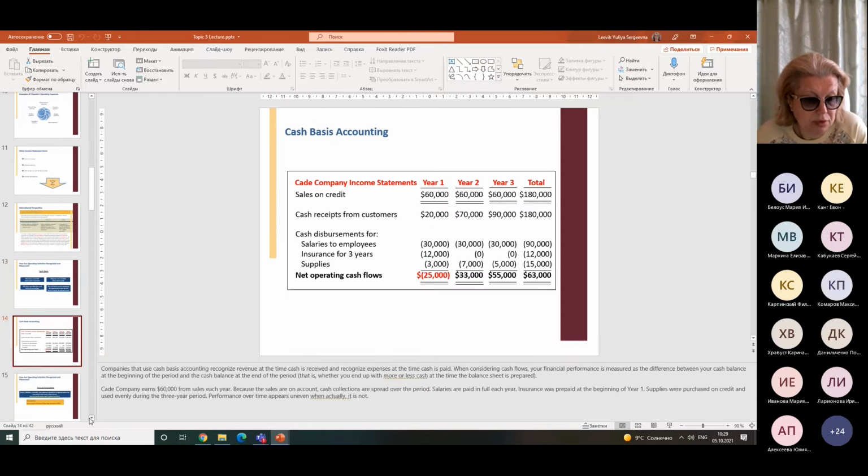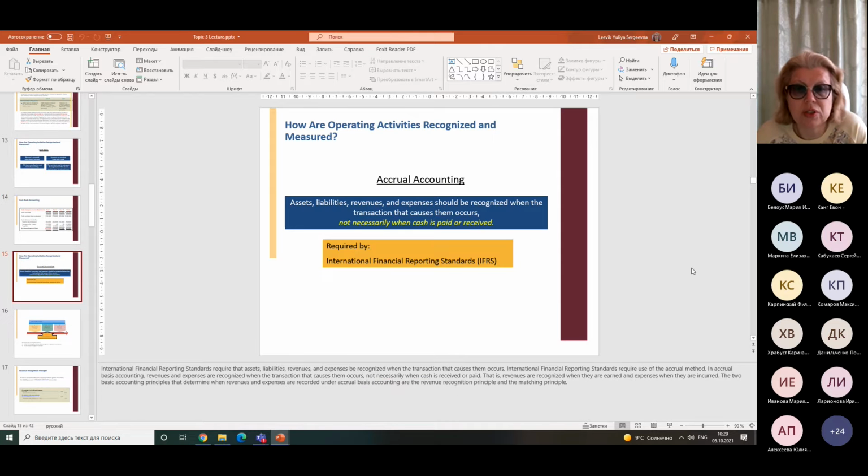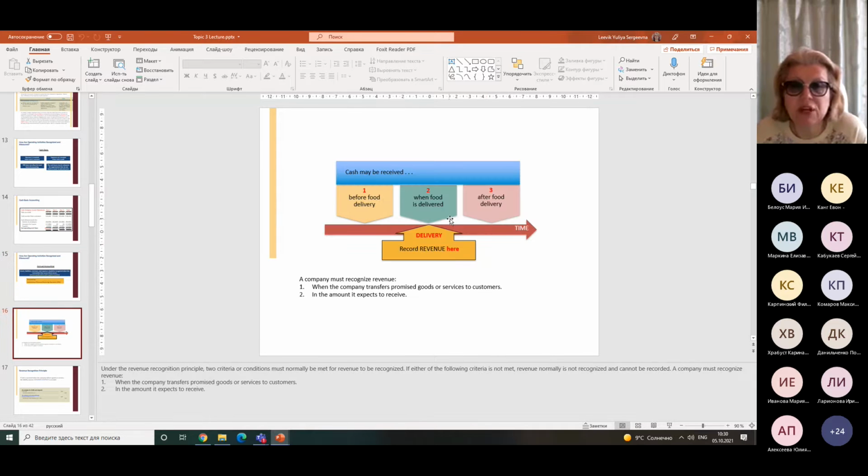So let me find accrual accounting. Accrual accounting has the following definition: assets, liabilities, revenues, and expenses should be recognized when the transaction that caused them occurs, not necessarily when cash is paid or received. And in this case, we can consider three possible situations: cash received before the transaction, cash received at the moment of transaction, and cash received after the transaction.